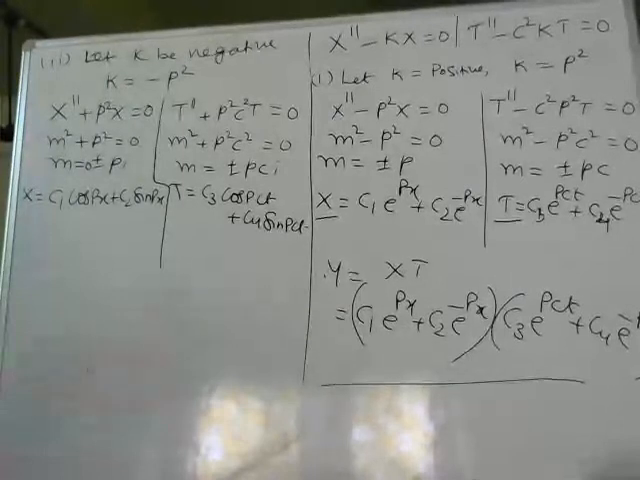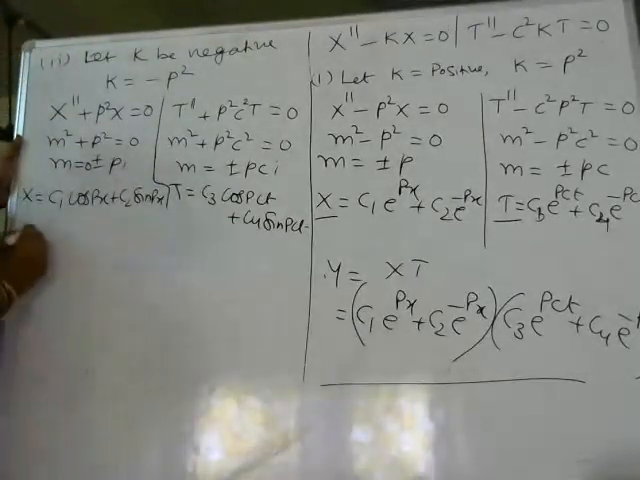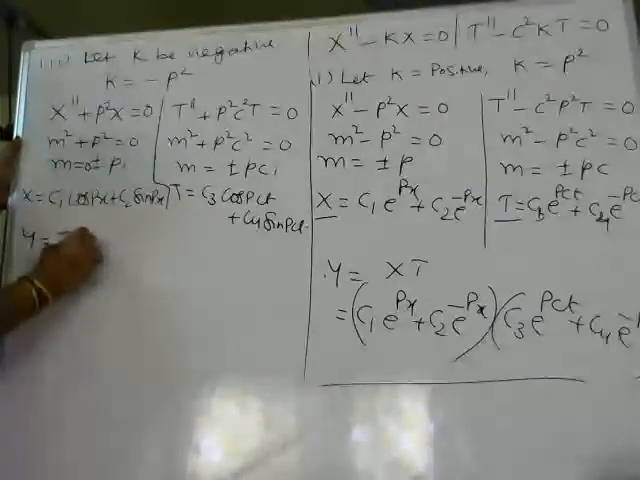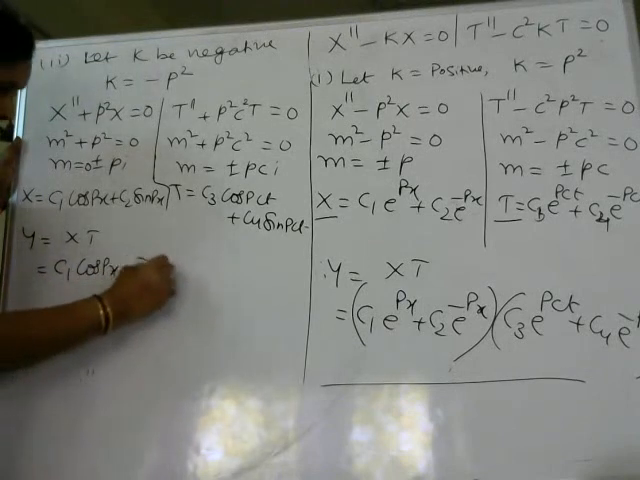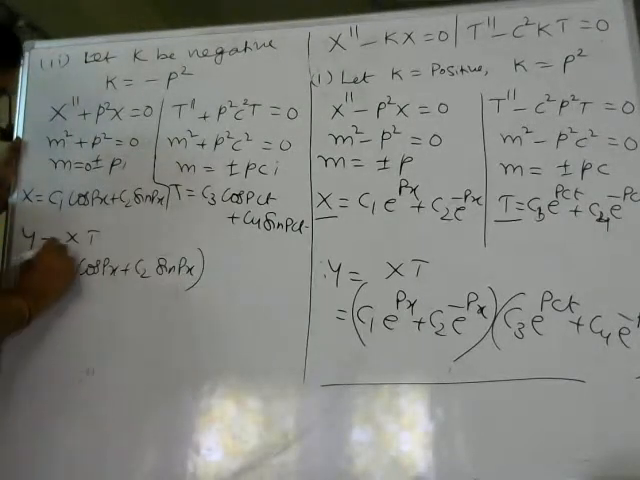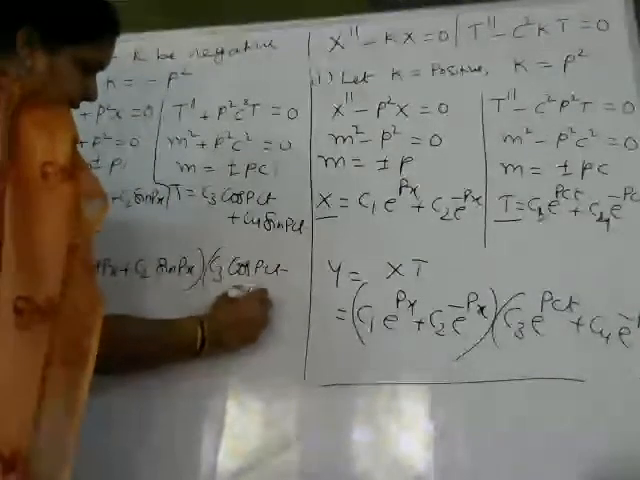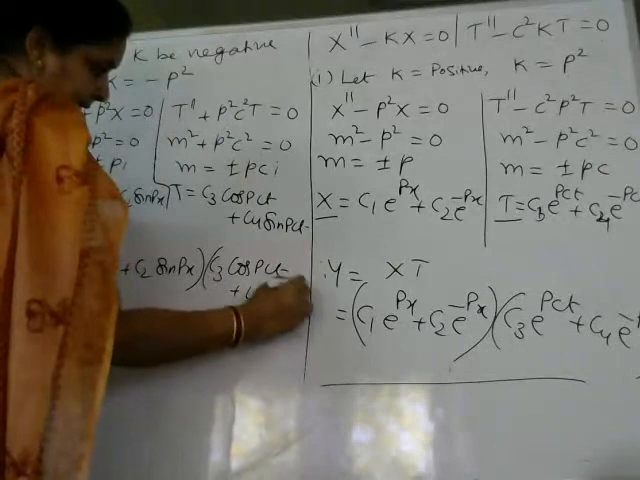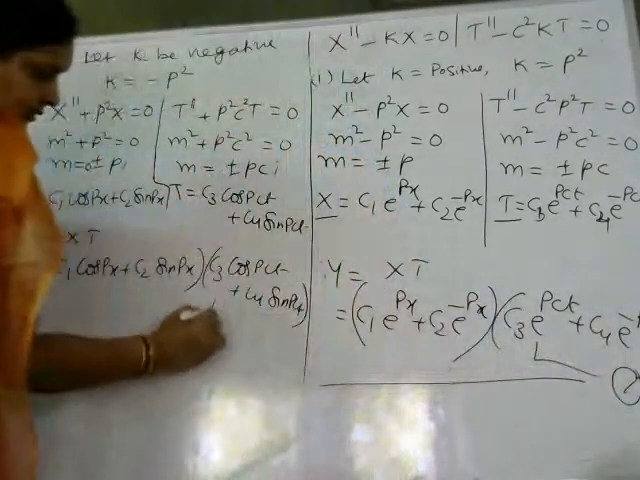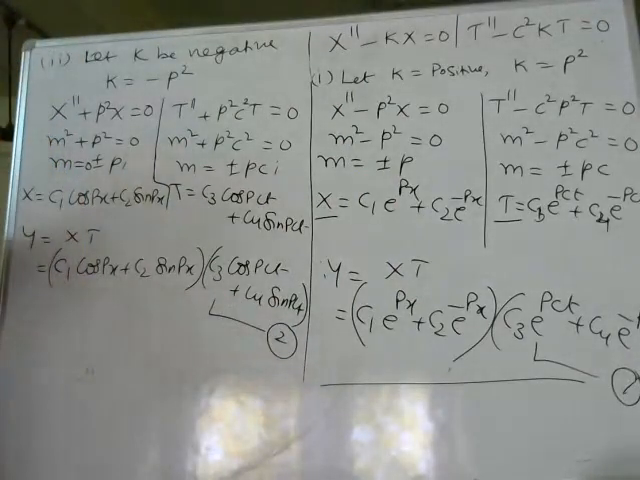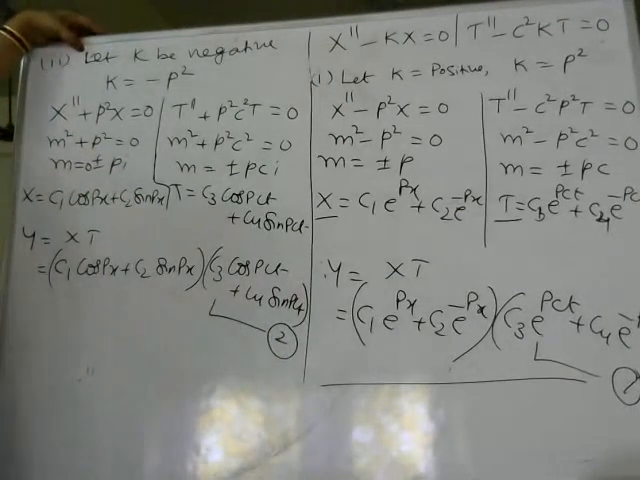Okay, so the complete solution will be now y is equal to xt, which is (c1 cos px plus c2 sin px) into (c3 cos pct plus c4 sin pct). So let this solution be 1, this solution be 2. So what is the second condition we have taken for k? Let k be a negative number.